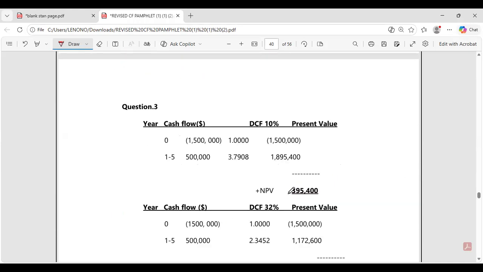So question 3. How much have you invested? Let's look at this question 3. You can see at year 0, 1,500.